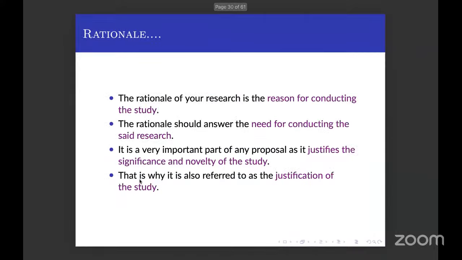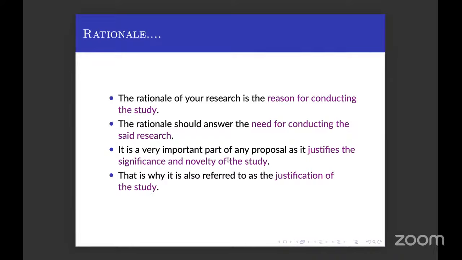Okay. Now we'll understand with the help of an example. The rationale of your research is the reason for conducting this study. Suppose I am trying to use AI for blind people, है ना? So my rationale should be what? कि this is going to serve X amount of people, है ना? Those who are blind and they can get assistance through the AI to visualize something. Okay. Rationale should answer the need for conducting the said research. So blind people, AI using it, है ना, that is going to solve a problem, and that is the need for which I am going to conduct it.